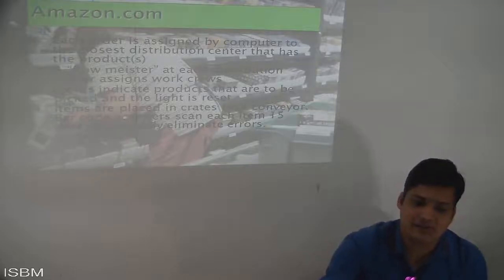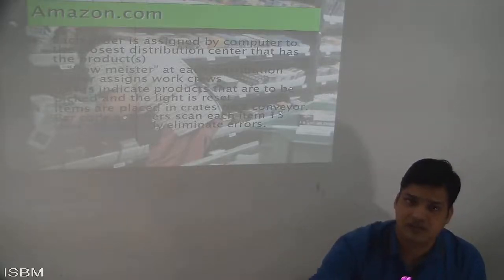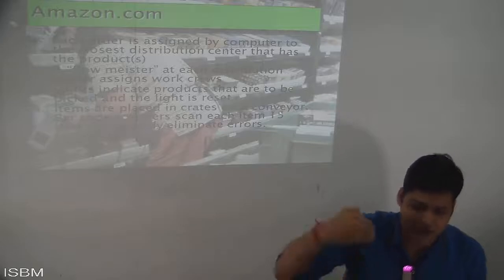It is written that items are placed in crates on a conveyor. A conveyor is something that keeps moving around.